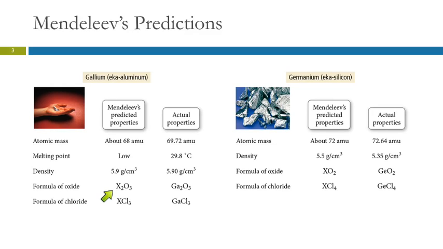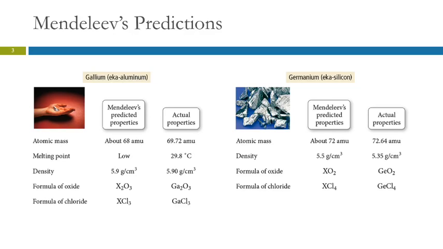He predicted the formulas of the oxide and of the chloride compounds it would make. He also predicted ecosilicon, which we now know as germanium. Again, very accurate with his prediction, based on the properties of the elements around those missing elements in the periodic table. There are a lot of patterns, a lot of information in the periodic table.